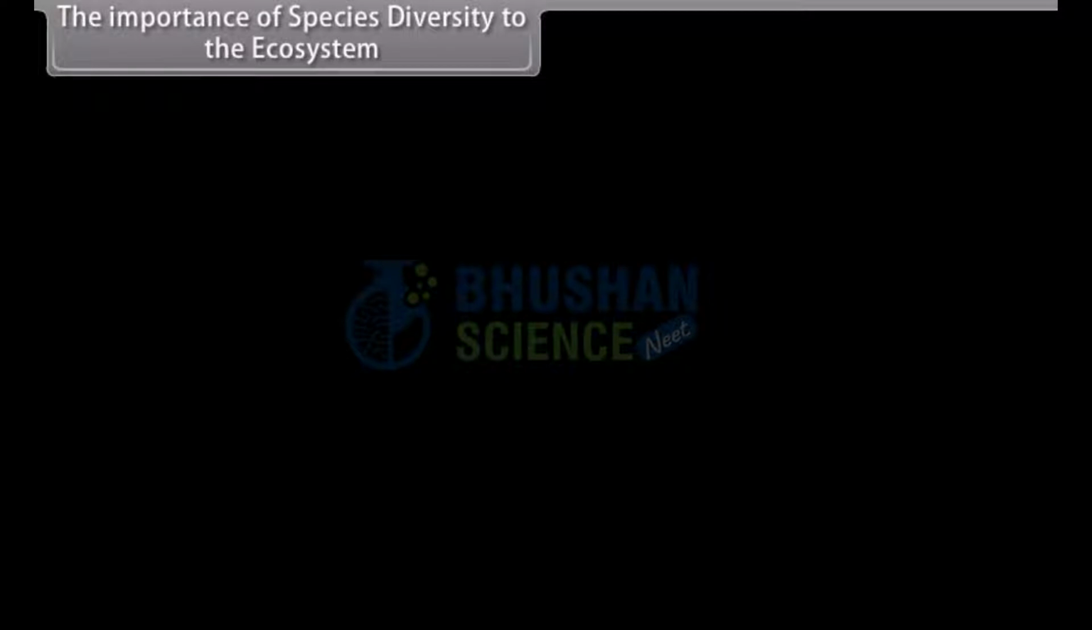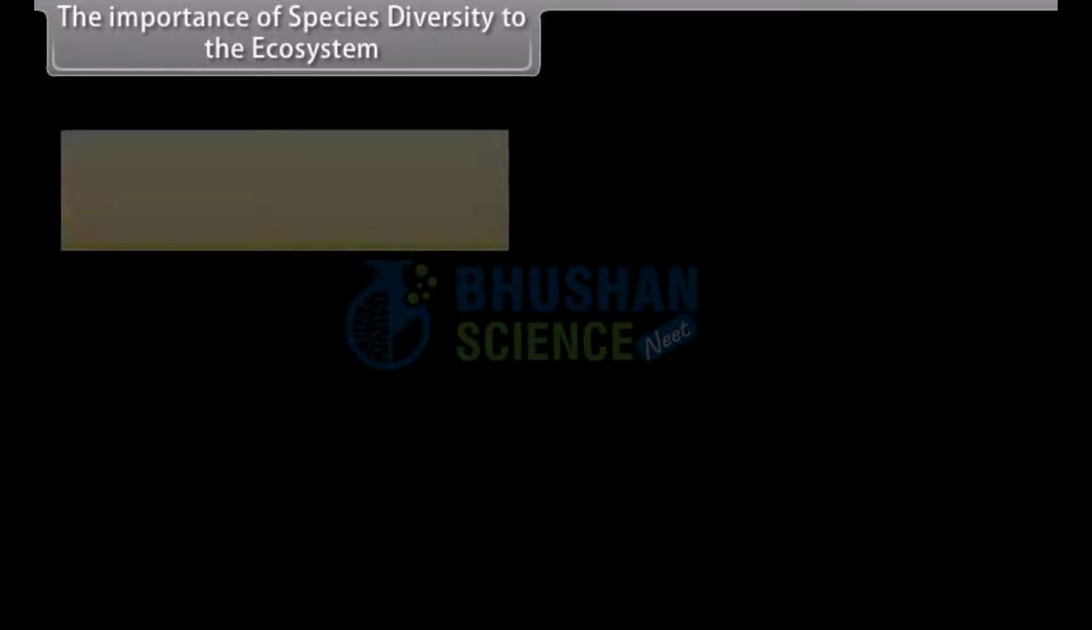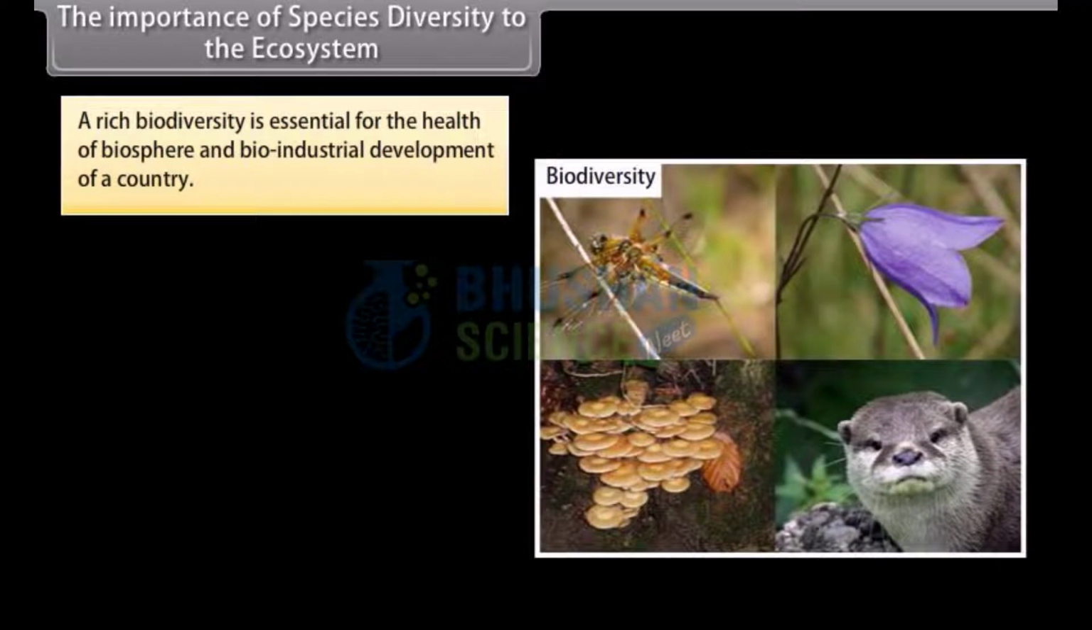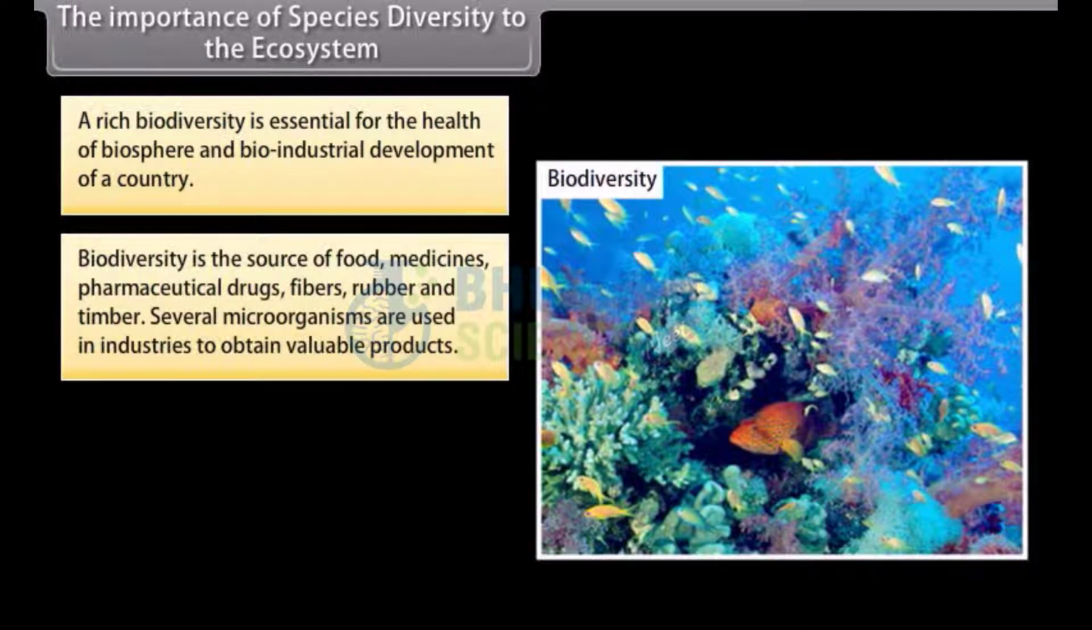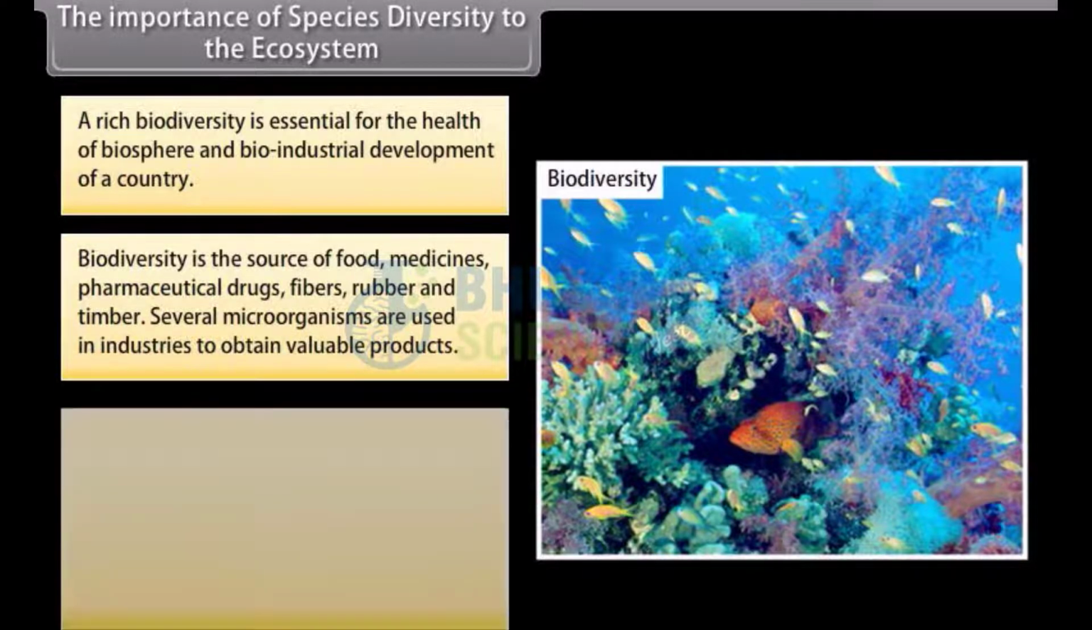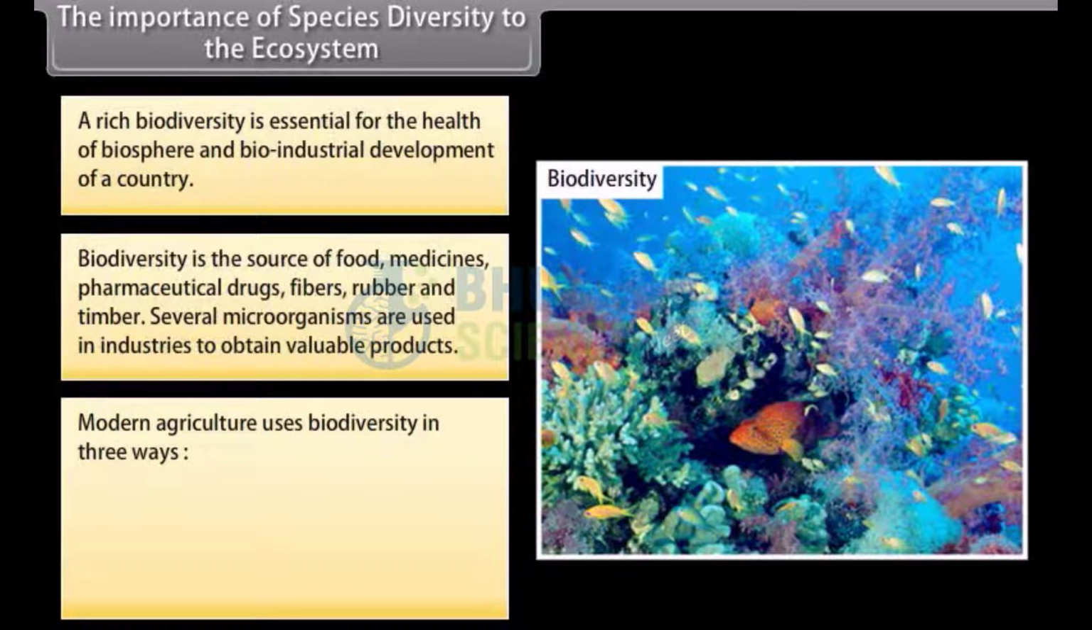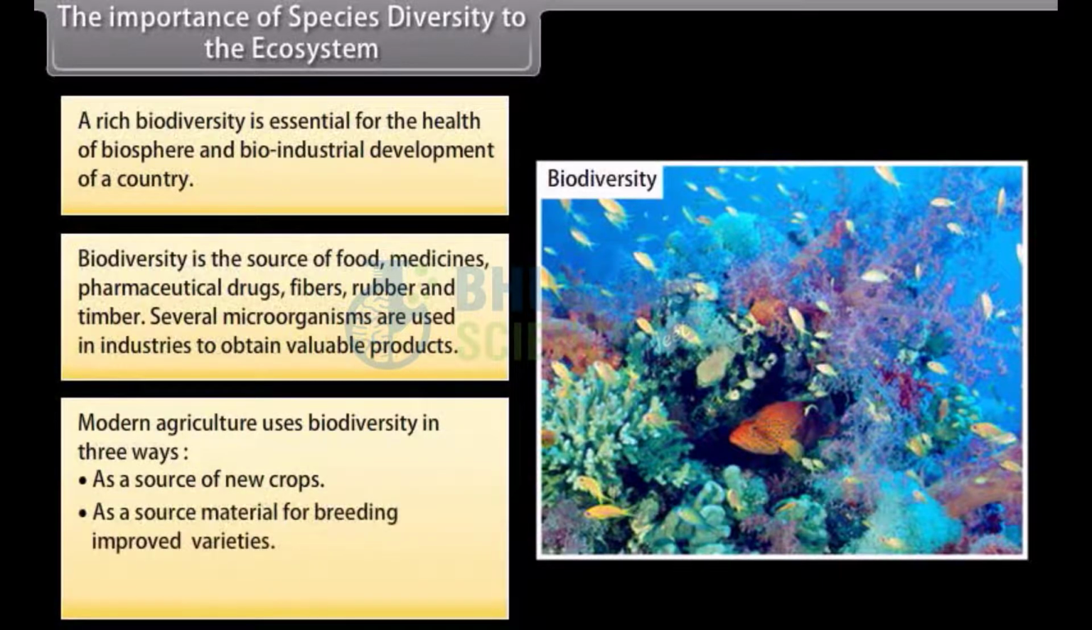The importance of species diversity to the ecosystem. A rich biodiversity is essential for the health of biosphere and bio-industrial development of a country. Biodiversity is the source of food, medicines, pharmaceutical drugs, fibers, rubber and timber. Several microorganisms are used in industries to obtain valuable products. Modern agriculture uses biodiversity in three ways: as a source of new crops, as a source material for breeding improved varieties, and as a source of new biodegradable pesticides.